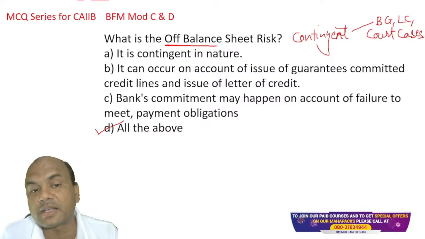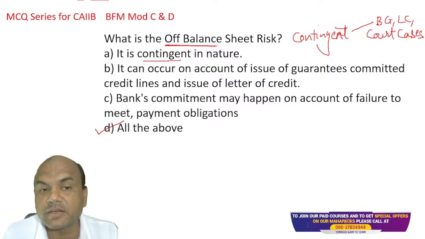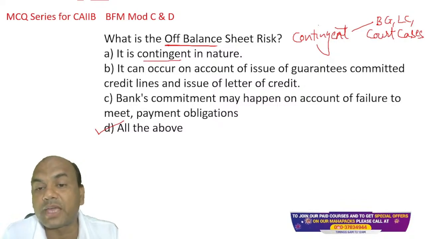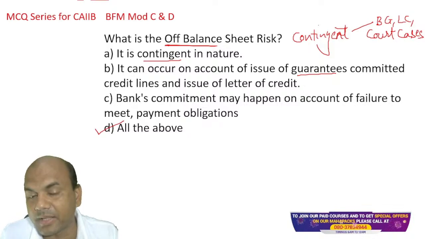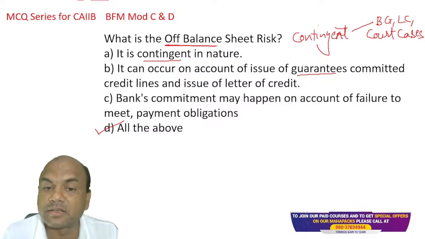So off balance sheet risk means contingent in nature, can occur on issue of guarantees, and bank's commitment may happen on account of failure to meet the payment obligations by that party. Means, what do you mean by this third part?